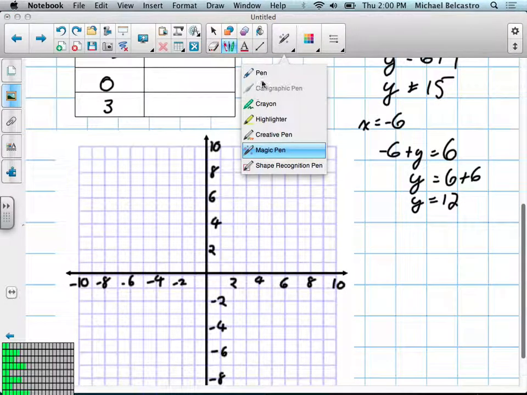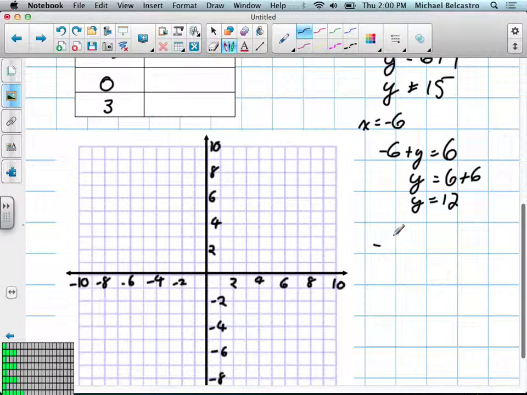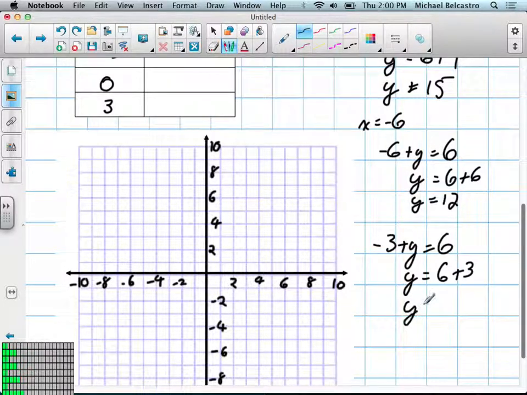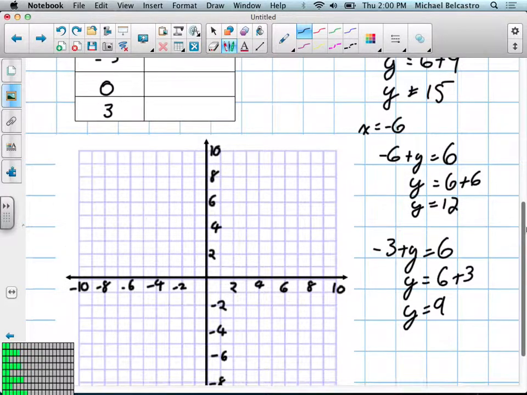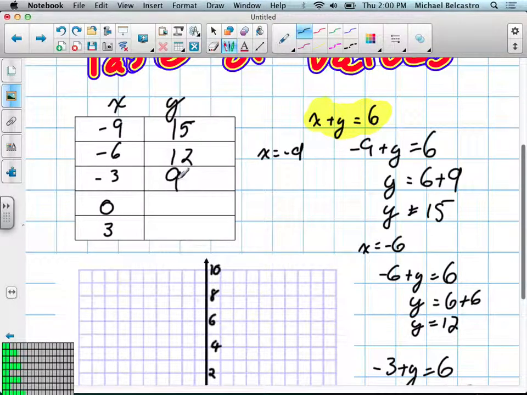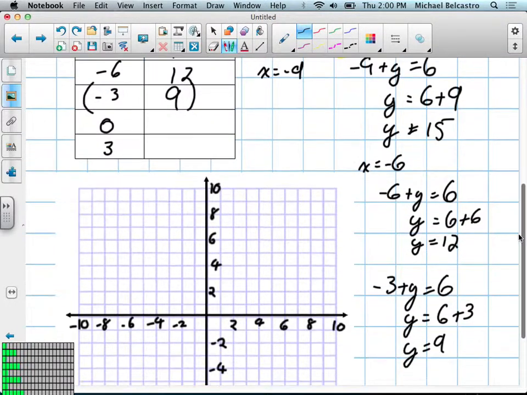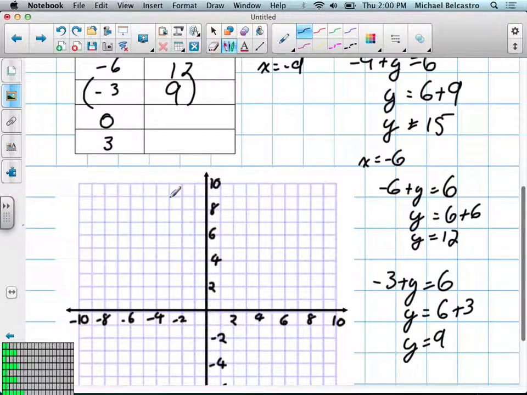Negative 3 is our next one. Negative 3 plus y equals 6. I move 3 to the other side, what do we get? 6 plus 3, which is 9. Does that fall on the graph? Yes, very helpful. So now I have a coordinate. X is negative 3, y is 9. That's going to be on the graph. So we go to negative 3 and 9. Here's one of our points.